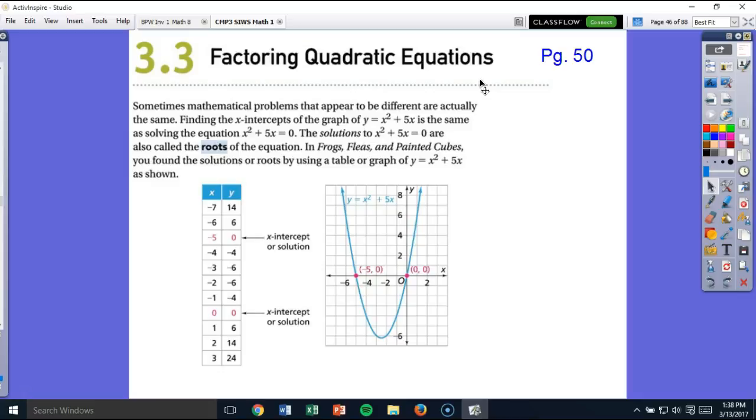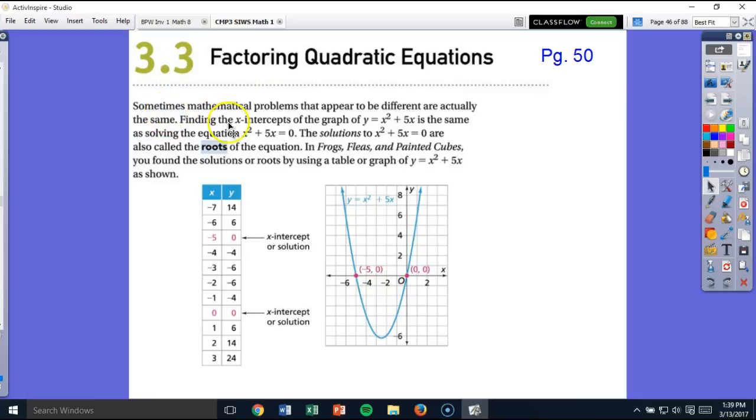We get to go back to dealing with these quadratic equations, and for those of you that went through Frogs, Fleas, and Painted Cubes, you're well off to a good start here. We're just going to build on some of the lessons we learned there, get some practice, and improve on our factoring of quadratic equations. So it tells us here sometimes mathematical problems that appear to be different are actually the same.